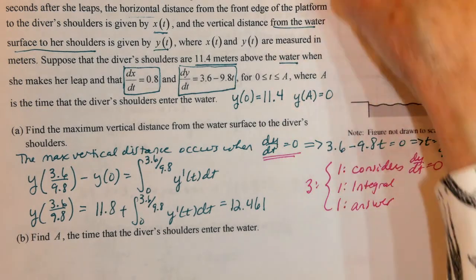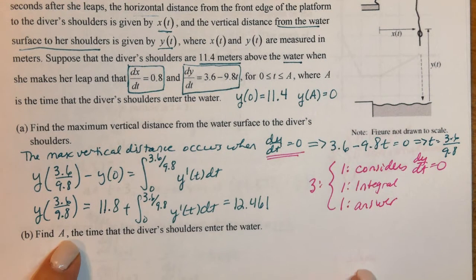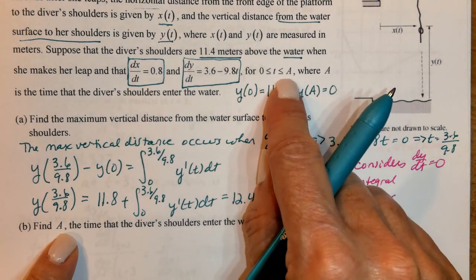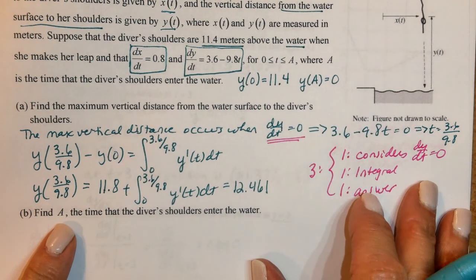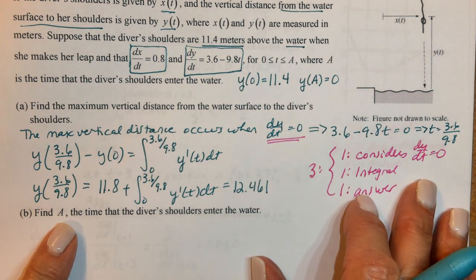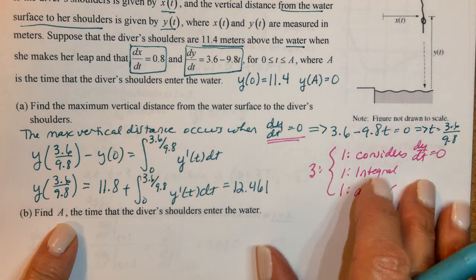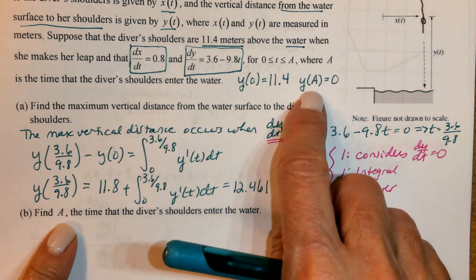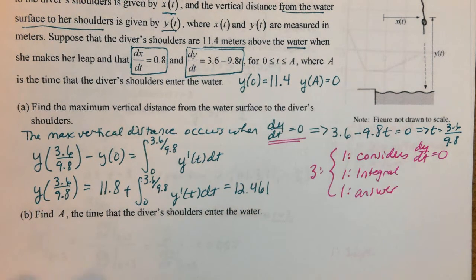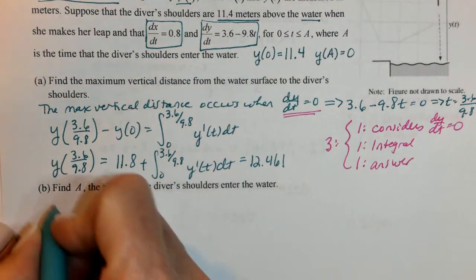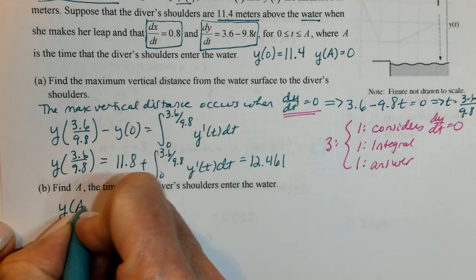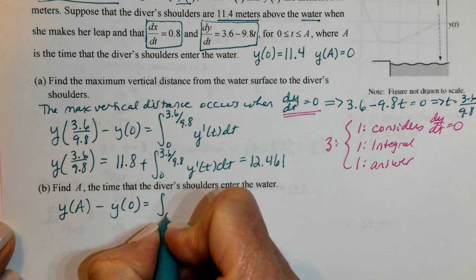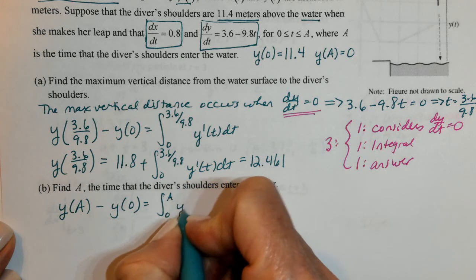Okay, part B. Find A. I kind of knew that was coming when they gave me that inequality up here. Find A, the time that the diver's shoulders enter the water. Okay? So, I have these two. I want A, so I'm going to set up the fundamental theorem. So, y at time A minus y at time 0 will be the integral from 0 to A of my y prime.